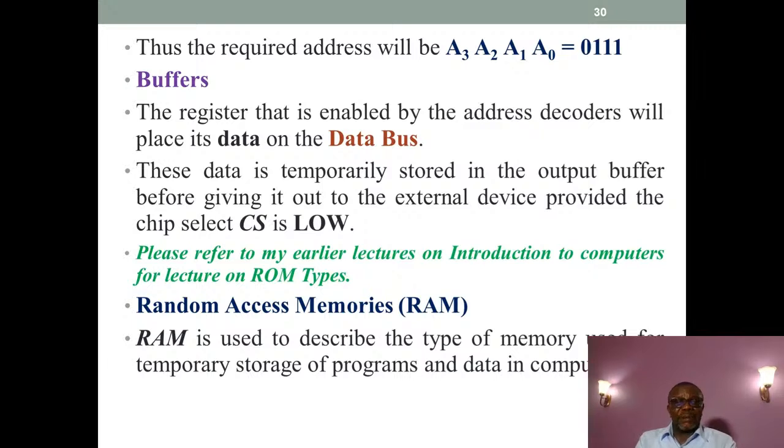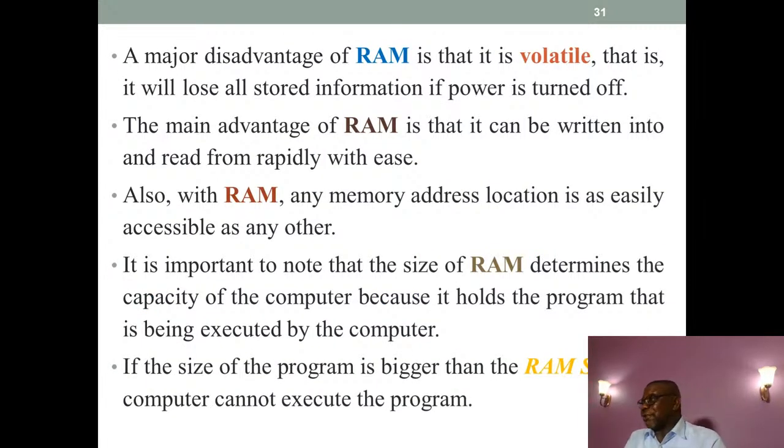So we have the other type of memory, which we call the random access memory. RAM is used to describe the type of memory used for temporary storage of programs and data in computers. A major disadvantage of RAM is that it is volatile. That is, it will lose all stored information if power is turned off. However, the main advantage of RAM is that it can be written into and read from rapidly with ease. Also, with RAM, any memory address location is as easily accessible as any other one.